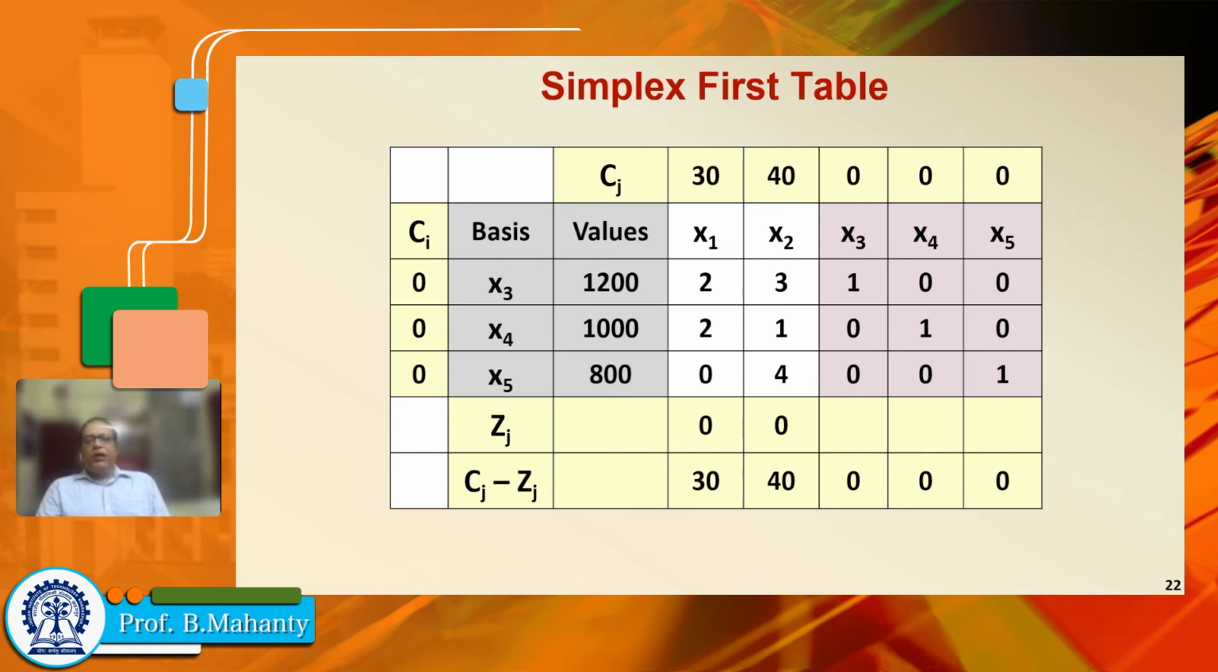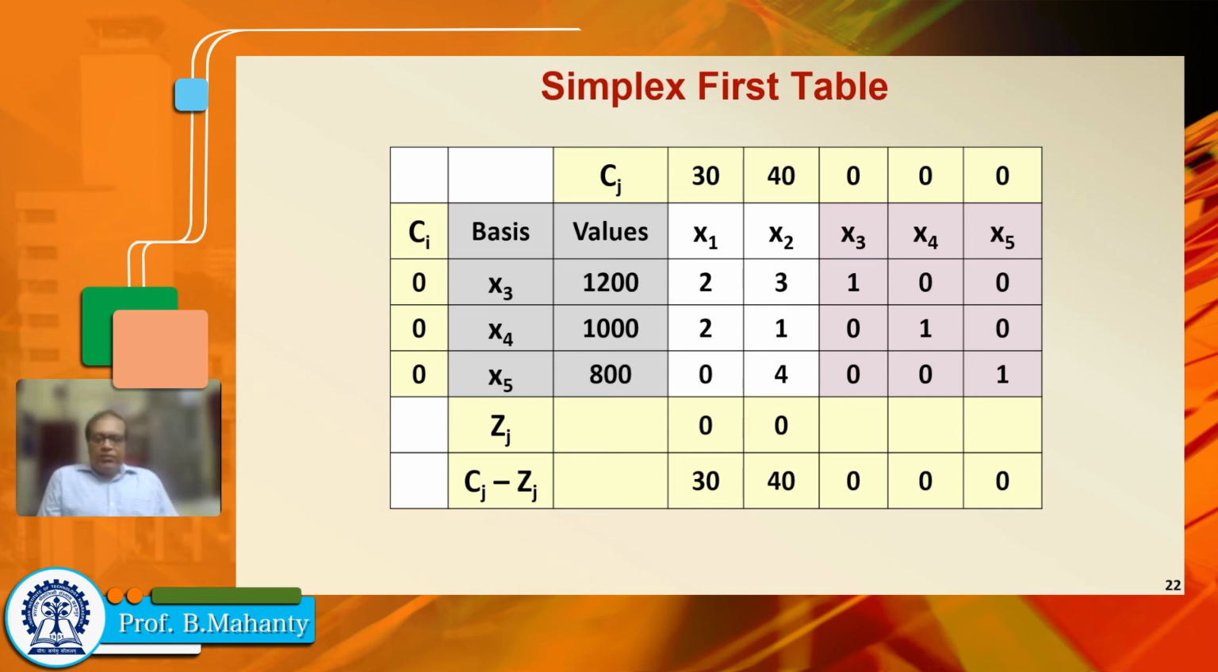So which one should be our entering variable and which one should be our leaving variable? Just think and tell me which one should be the entering variable. Can you see that x2 should be the entering variable because the Cj minus Zj value is higher. So x2 will be our entering variable.